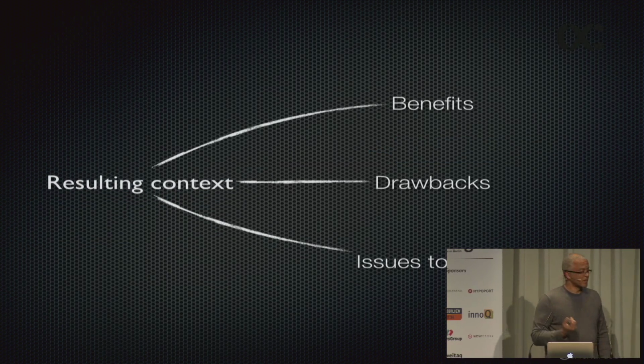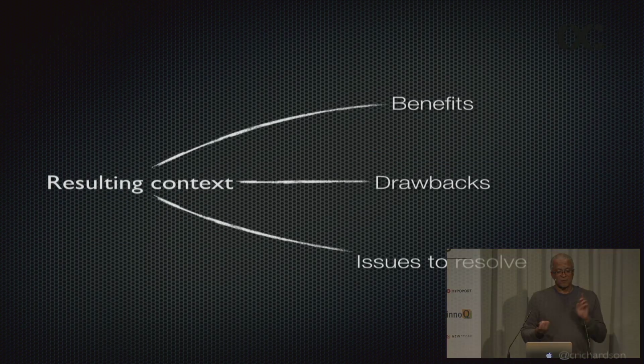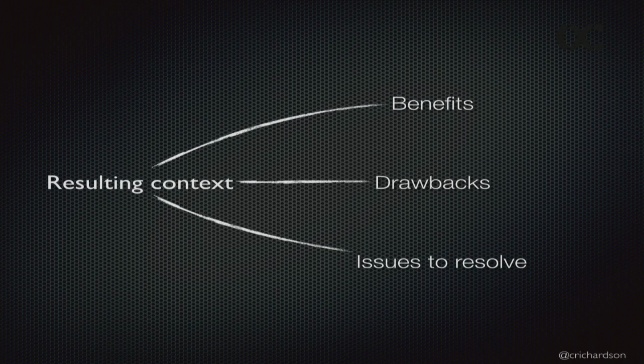So you look at resulting context, right? Applying a pattern has benefits. So, good things happen when you apply this pattern. It also has drawbacks. Bad things can happen, or there can also be just issues to resolve. So you think about microservice architecture, right? That enables you to go faster. Drawbacks, well, it adds a bunch of complexity. And then there's actually a whole host of issues that you have to resolve.